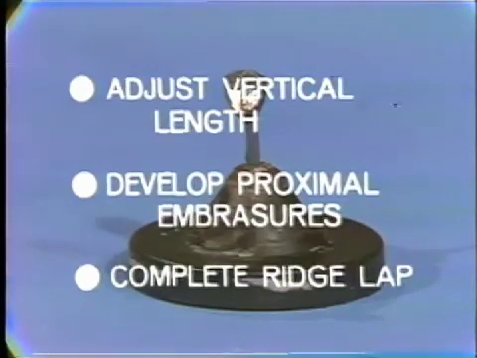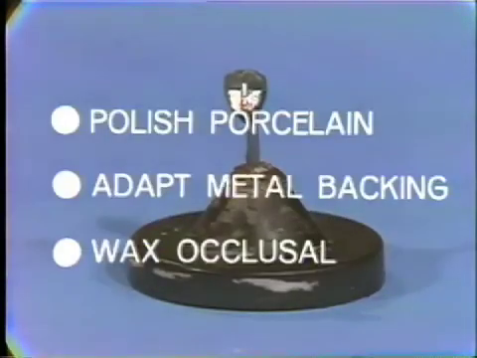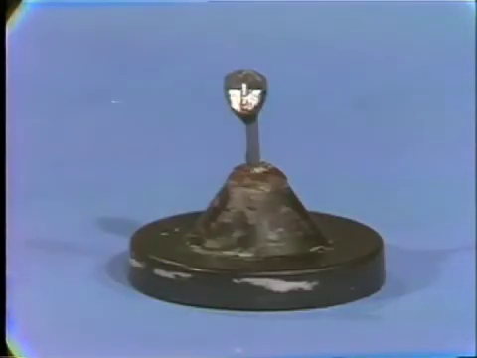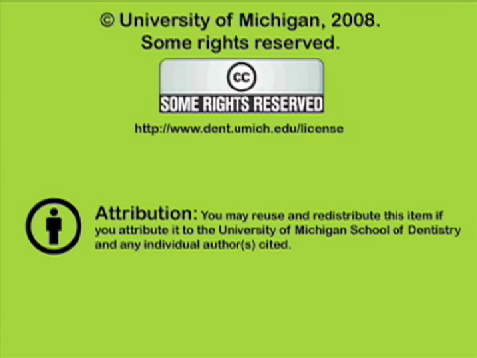Once this is done, the lingual surface receives attention and the ridge-lap relationship is developed by rounding off and finishing the lingual half of that ridge-lap relationship. Following this, the porcelain was polished and the metal backing adapted to the porcelain prior to establishing the position of the pontic on the model, following which the waxing of the occlusal was completed and the wax pattern removed, sprued, and prepared for investing.